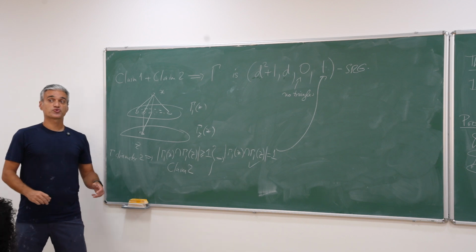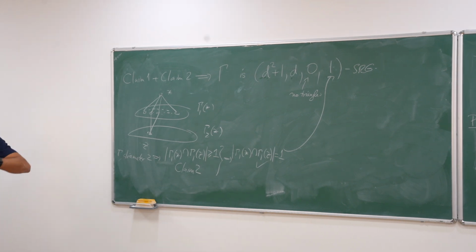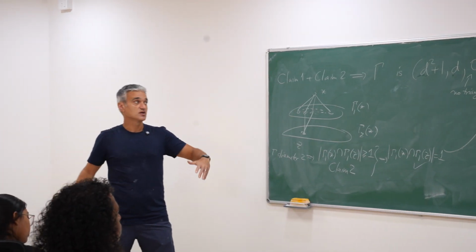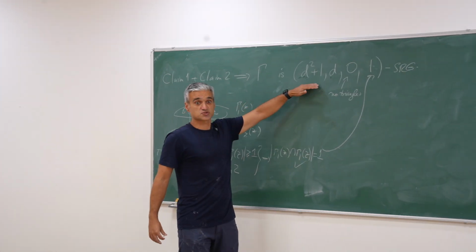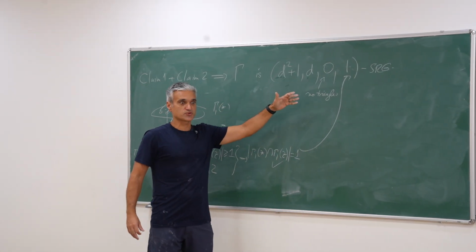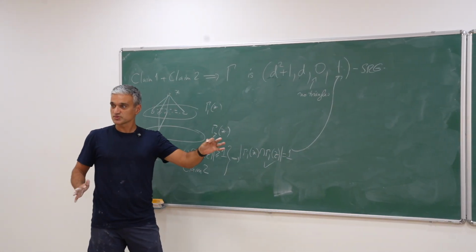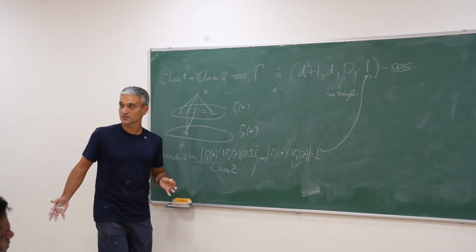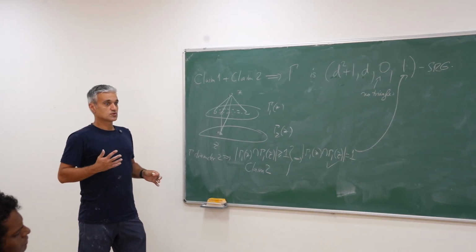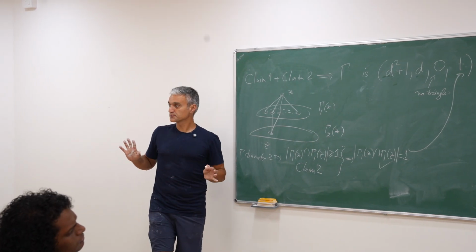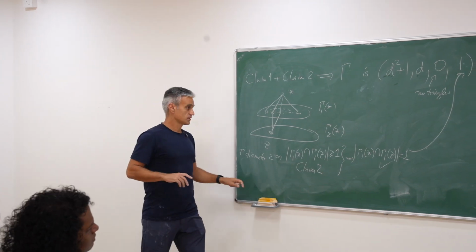So from these combinatorial constraints, you get immediately that this graph is a strongly regular graph. And now we'll put it through the machinery of strongly regular graphs. Okay? Any questions so far? All right.